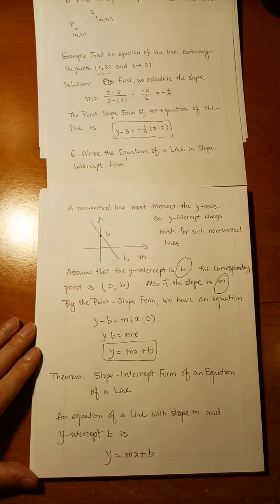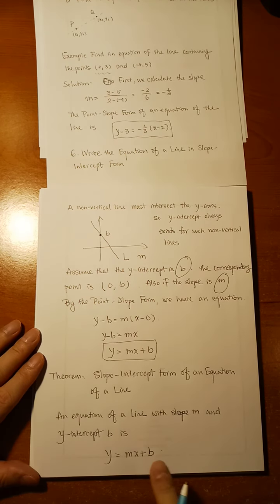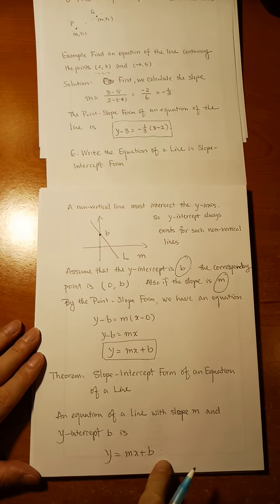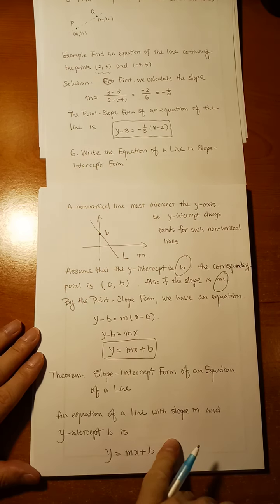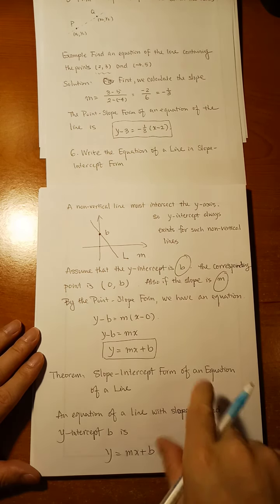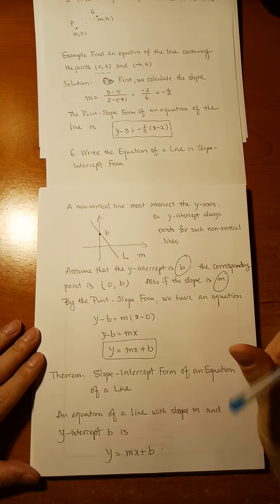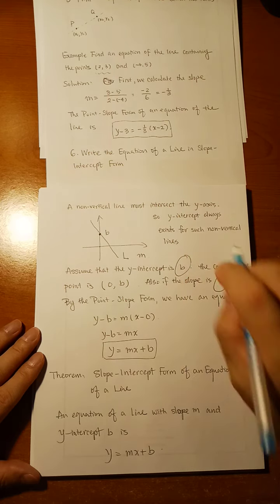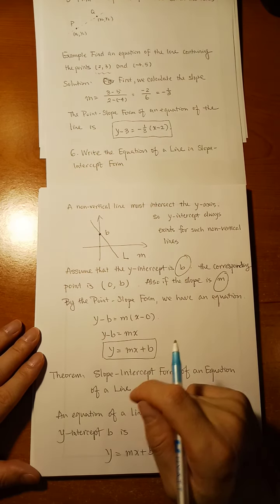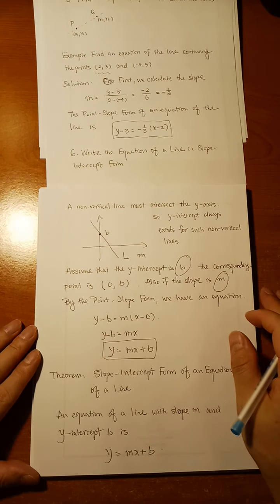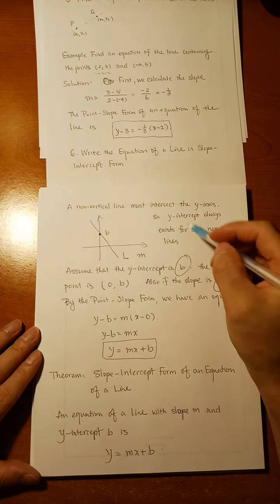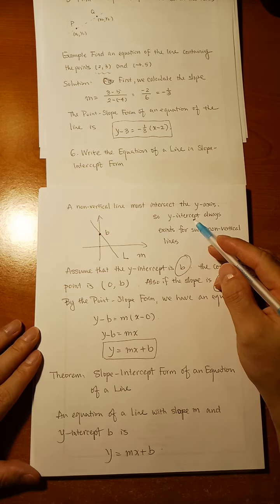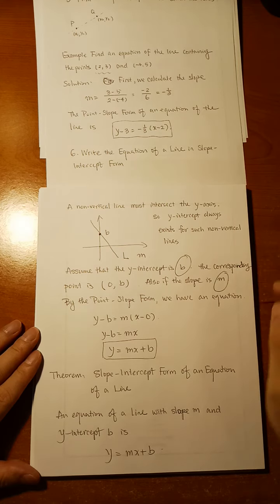Okay? And in this slope-intercept form, it must be the y-intercept. It's not the x-intercept. The reason is that sometimes the line has no x-intercept. A horizontal line has no x-intercept. So in slope-intercept form, that intercept is always a y-intercept. Every non-vertical line has a y-intercept. All right.